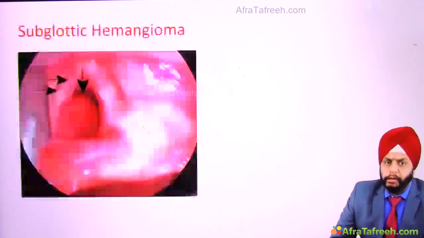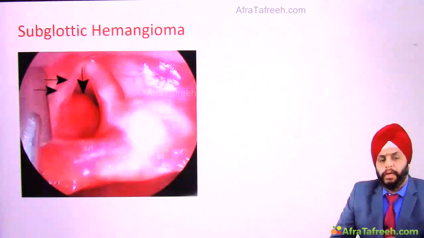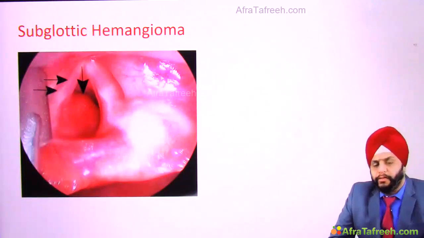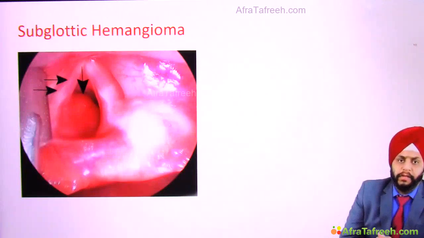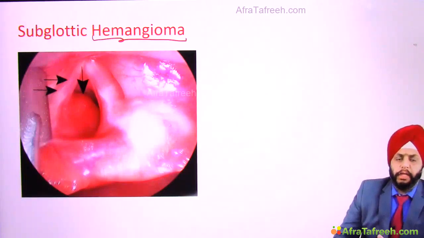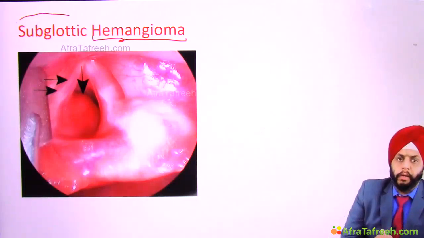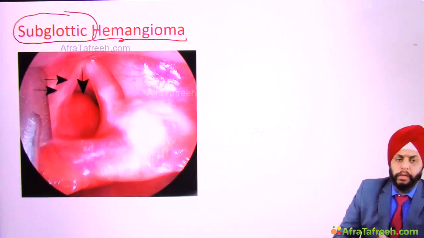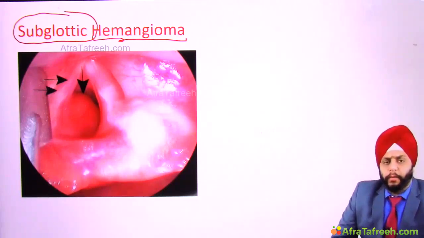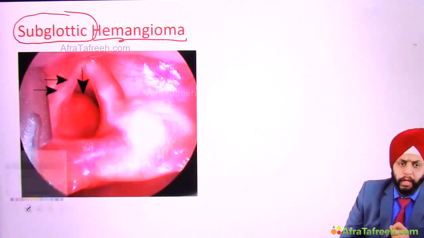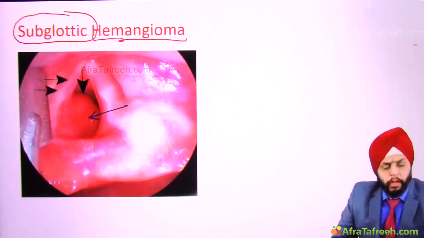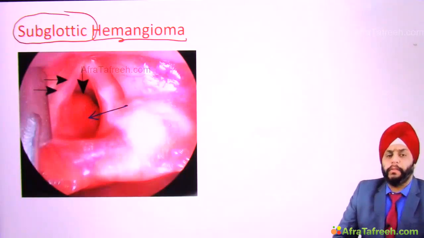Okay, next we come to subglottic hemangioma. Now what is subglottic hemangioma? As the name itself tells you, it's a vascular malformation. It is a hemangioma. Where? In the subglottis. Okay, so this is a hemangioma. It's a vascular malformation in the subglottis. So as you can see over here in this photograph, there is a vascular malformation over here in the subglottis below the vocal folds. How will this patient present?